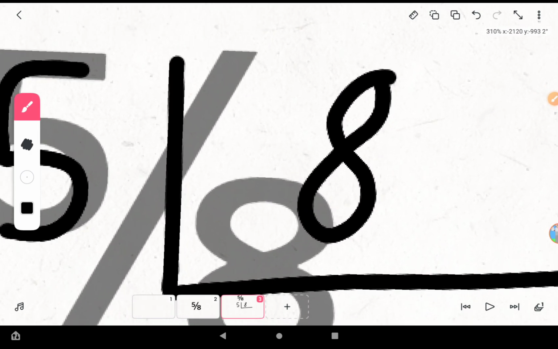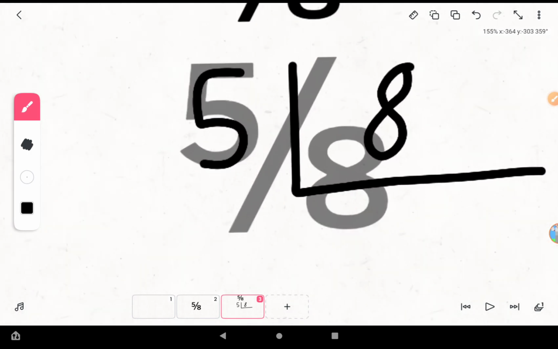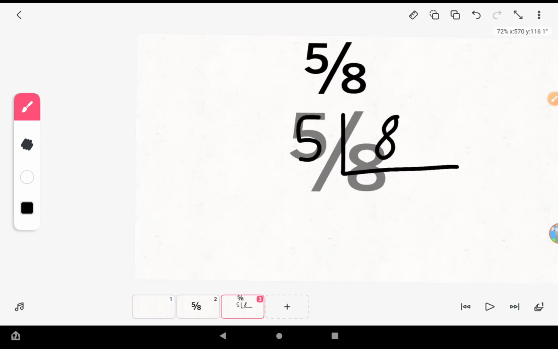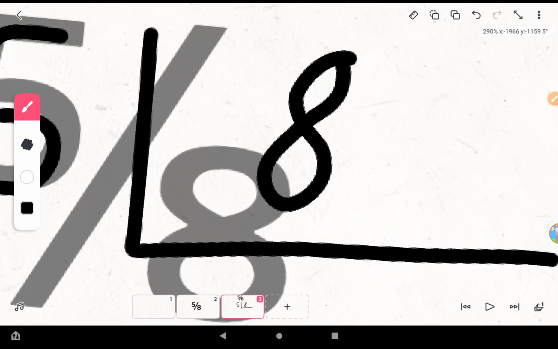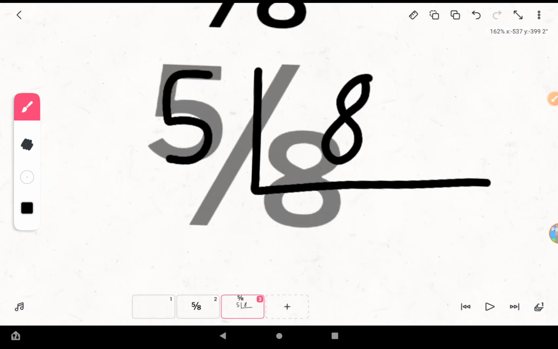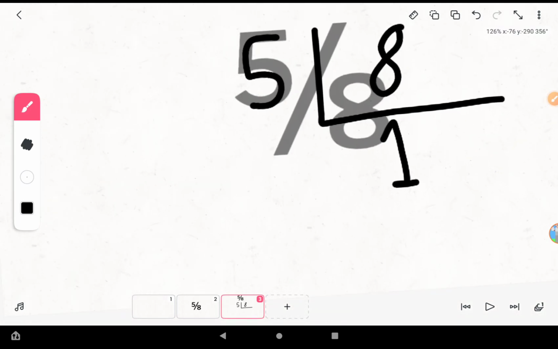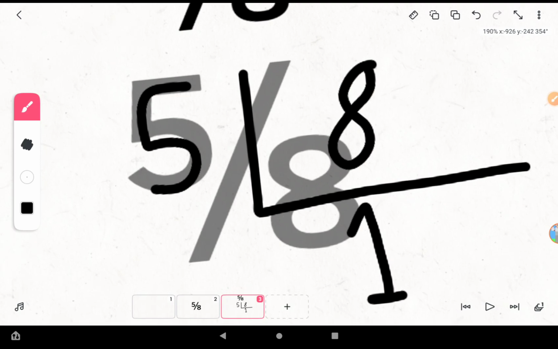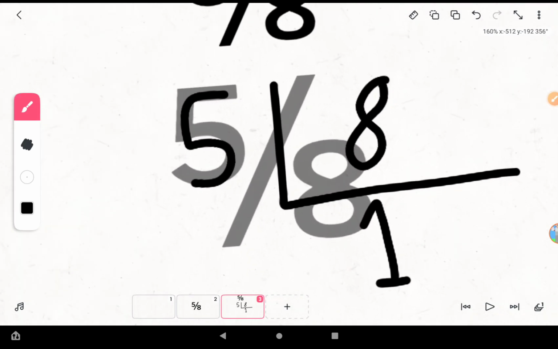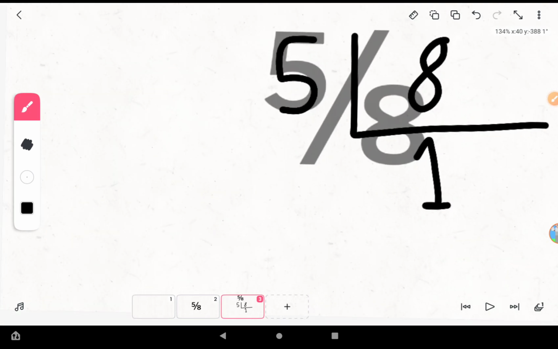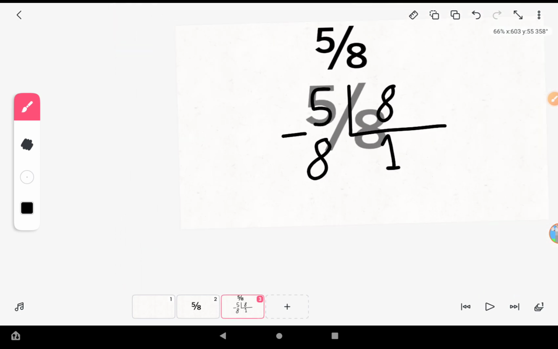And then you have to pick a number that, multiplied by 5, gets closest to 8. So what's 5 times 1? It is 5. If you do 5 times 2, it gets past 8, so you don't want to go past this number. So you do 1, and then you have to solve this. 8 times 1 is 8.